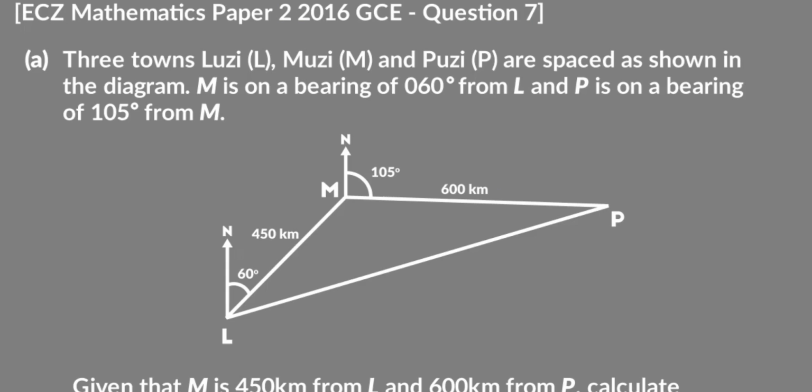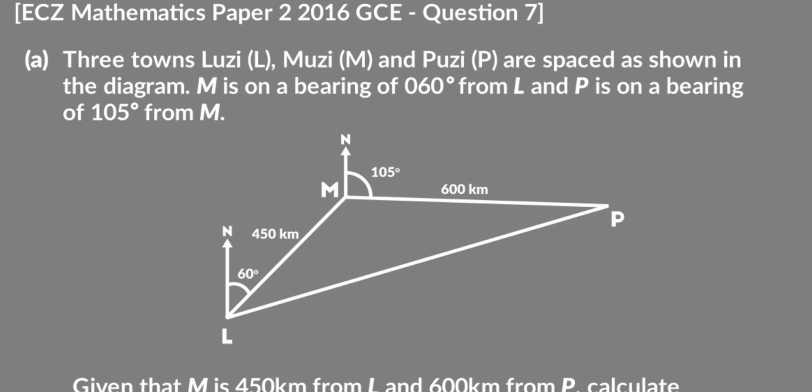In the last question, we're going to be looking at Mathematics Paper 2 2016 GCE question 7. 3 towns, Luzi, Muzi, and Puzi, are spaced as shown in the diagram below. Luzi is represented by L, Muzi is represented by M, and Puzi is represented by P. One thing worth noticing in this question is that our angles are given as bearings. That's not a very big deal. You can easily work them out and find the values of the angles inside the triangle.